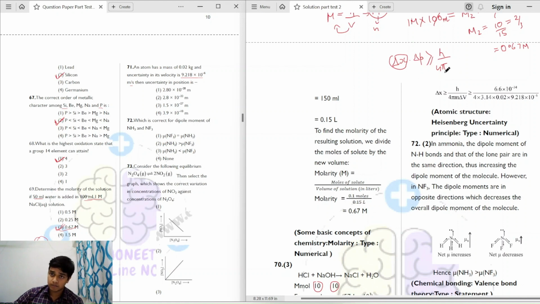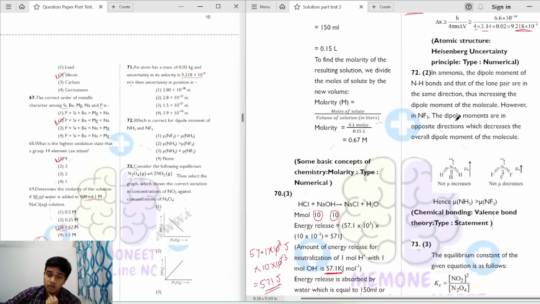So we take the momentum to the right hand side, so we get the uncertainty in position as greater than or equal to h divided by 4 pi m multiplied by the uncertainty in velocity, right? The uncertainty in momentum can be written as m multiplied by delta v. So we have all the values that we need. H is the Planck's constant, which is 6.6 multiplied by 10 raised to the power minus 34, and 4 we know pi is 3.14. Mass is given to us as 0.02, and the uncertainty in velocity is known as 9.218 multiplied by 10 raised to the power minus 6.